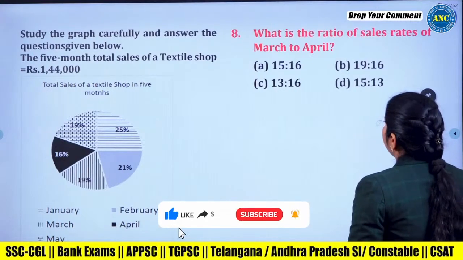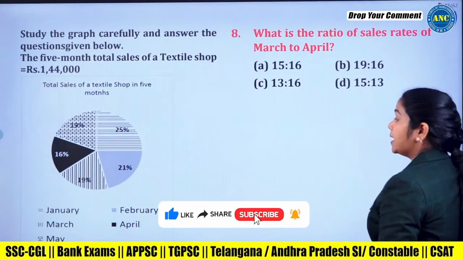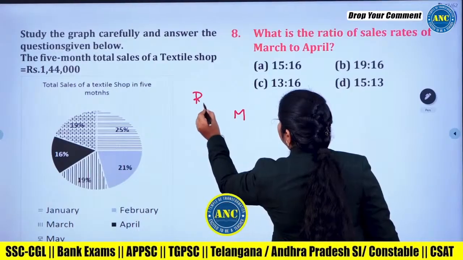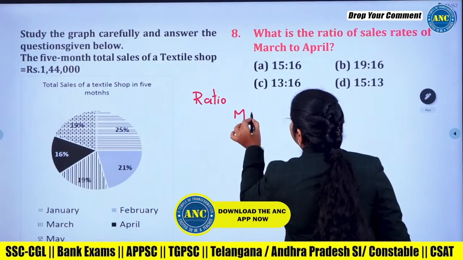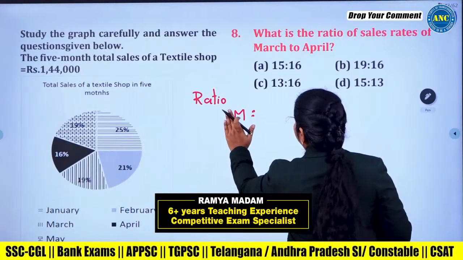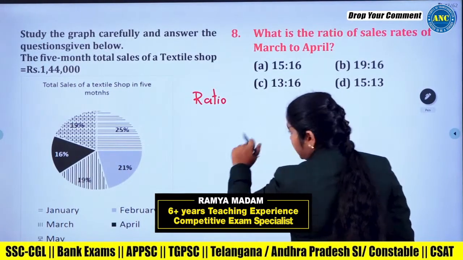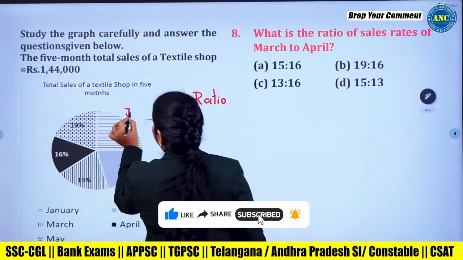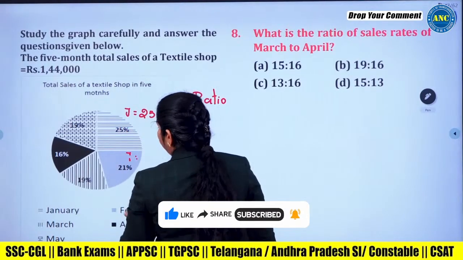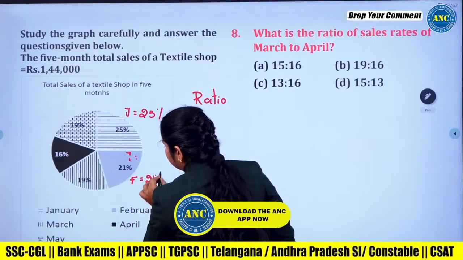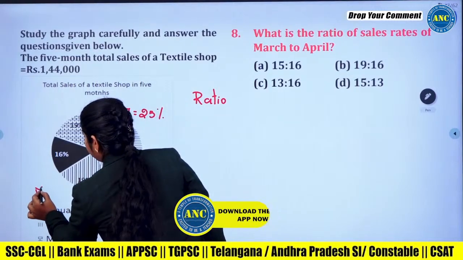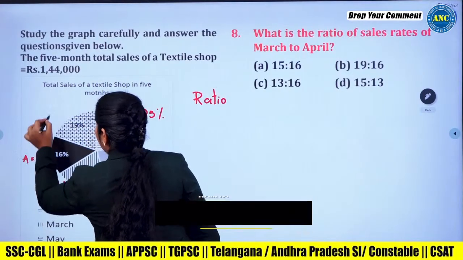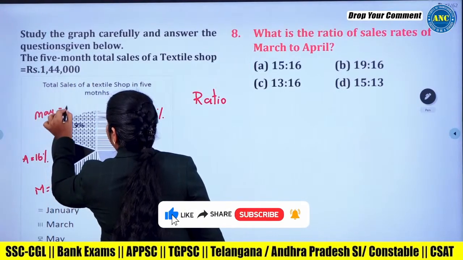What is the ratio of sales rate of March to April? They are asking us to take the ratio. Before this I will write the data so that you will be able to clearly identify. So, this is January, which is 25%. Feb is 21%. March, it is 19%. April, it is 16%. And May, it is 19%.